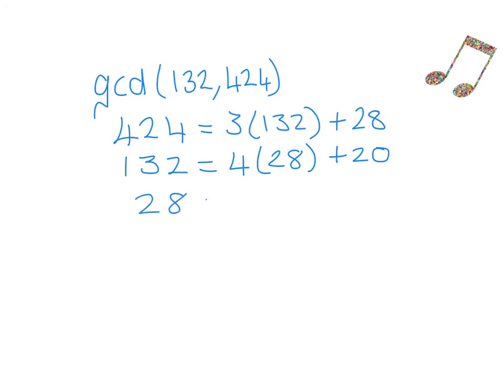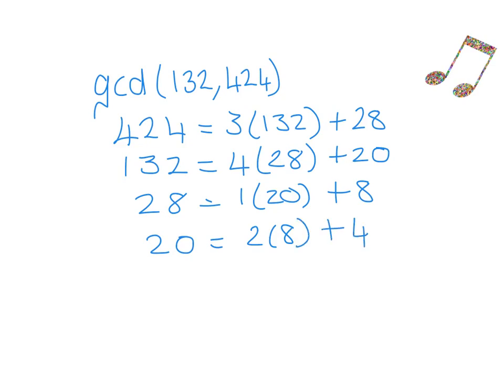The 28 is just 1 lot of 20 plus a remainder of 8. The 20, 2 lots of 8 and a remainder of 4. And the 8, 2 lots of 4 with no remainder. So the greatest common divisor is 4.